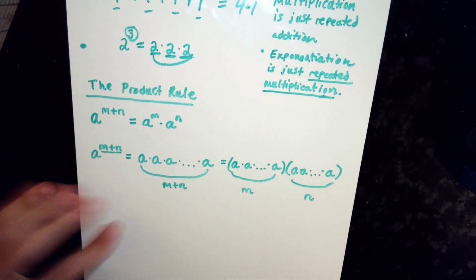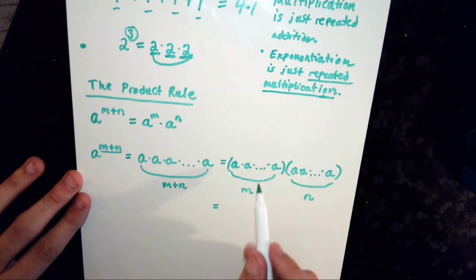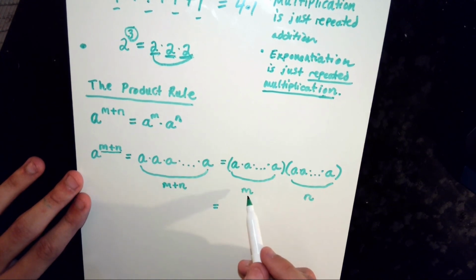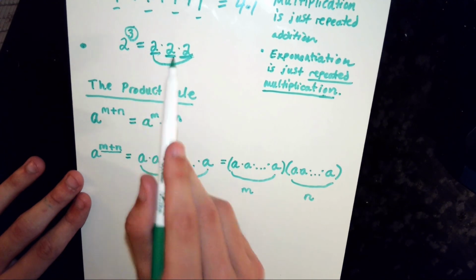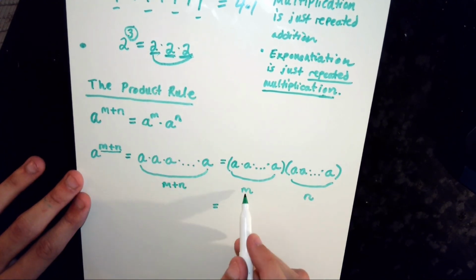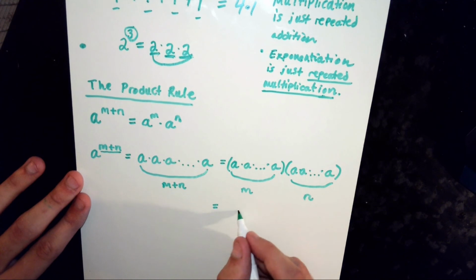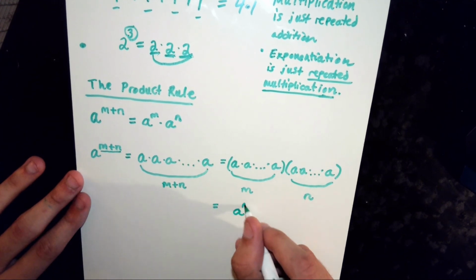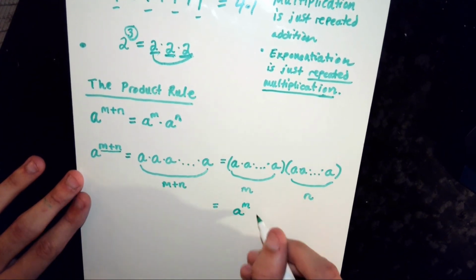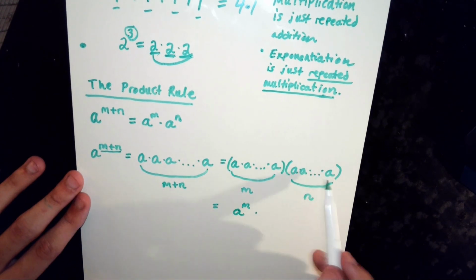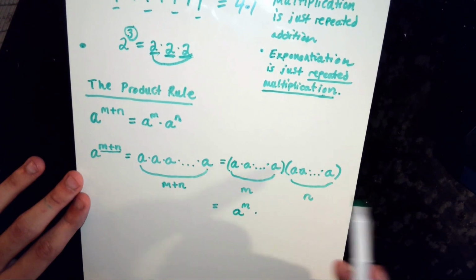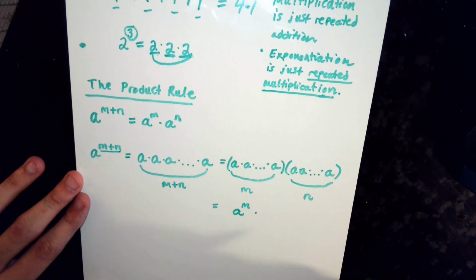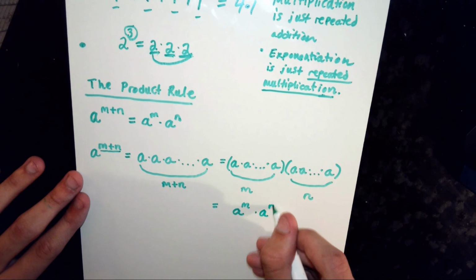Now we have to think, what does this expression really mean here? What is a times a m many times? Thinking about it in terms of this example again, we've got m a's, so we have a to the mth power. And here, a times a dot dot dot times a, where there are n many a's, that would be a to the n.